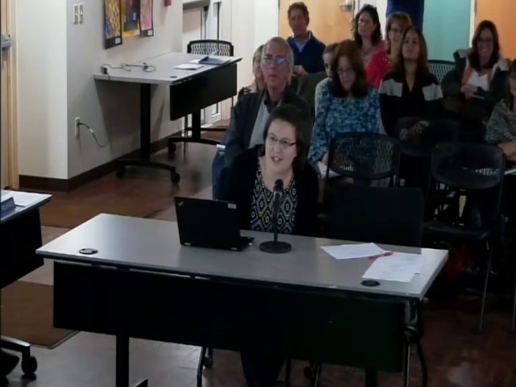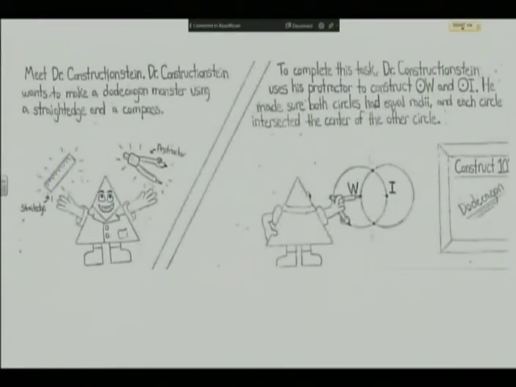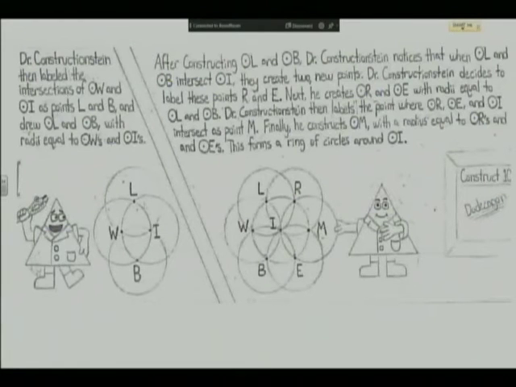Dr. Construction Stein wants to make a dodecagon monster using a straight edge and a compass. To complete his task, Dr. Construction Stein used his compass to construct circle W and circle I. He made sure both circles had equal radii, so each circle intersected the other circle. Dr. Construction Stein then labeled the intersections of his two circles as points L and B, and drew circles L and B with equal radii to circle W and circle I.